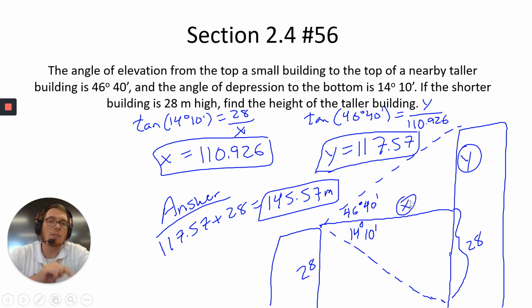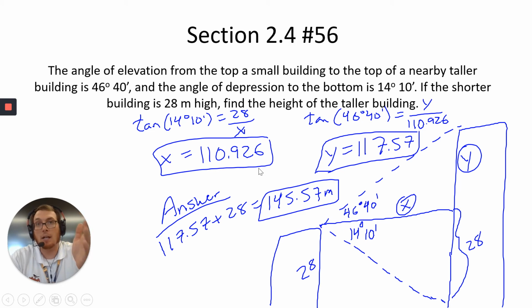And then you have to use that number in the next piece, which is this right triangle at the top. And again, I would use tangent. It's not always going to be tangent, but it tends to show up a lot of times unless there's a slant or diagonal height given to you. So that's something to keep in mind. So for this question, tangent of 46 degrees 40 minutes would be opposite, which is y, divided by adjacent, which was your new x value you just found.